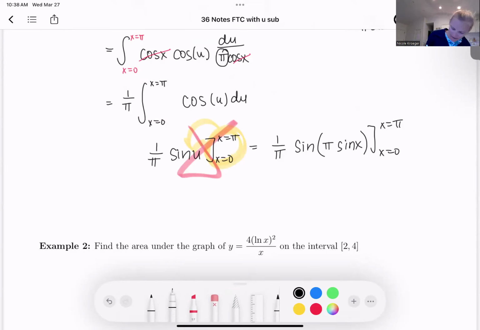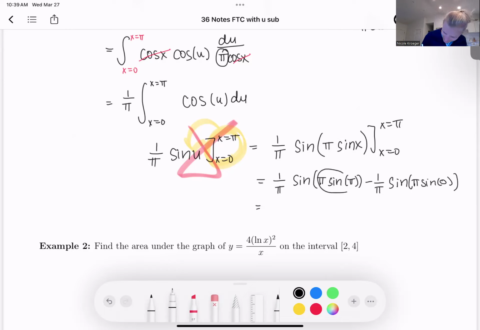Okay, so we can plug 0 and pi in now. So we plug in the pi first. So we're going to have 1 over pi sine of pi sine of pi, which seems like it's going to be really messy, but it'll be okay. Minus 1 over pi sine of pi sine of 0. Okay, so let's do this. Sine of pi is 0. So this whole inside will be 0. So we're going to be left with 1 over pi sine of 0 minus 1 over pi sine of 0, and sine of 0 is 0. So everything's going to be 0 here.